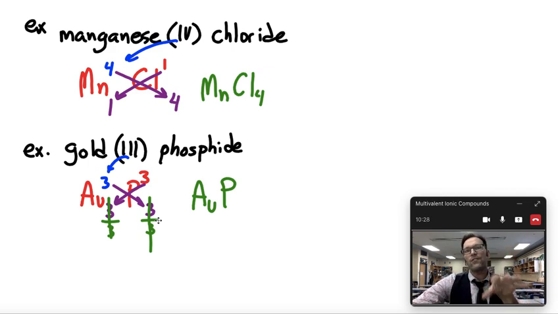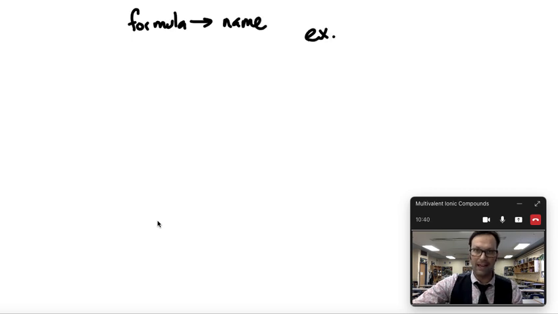So I feel as though this first name to formula is kind of easy because it's the same thing as we did for simple ionic compounds. It's when we get to the formula and we want to get to the name where it gets tricksy. How do we know which Roman numeral to use?